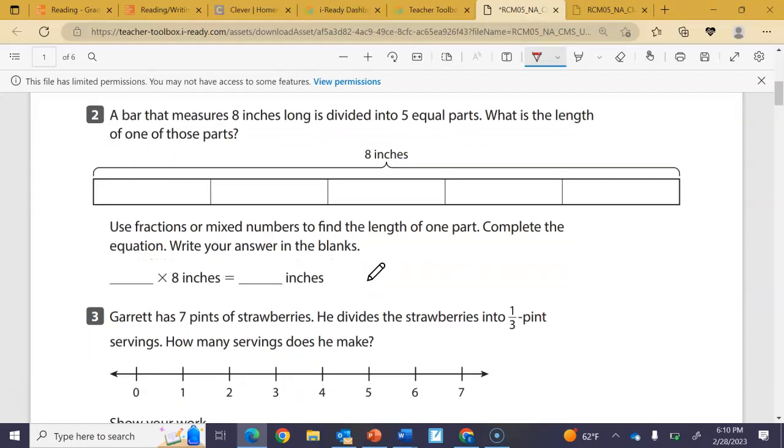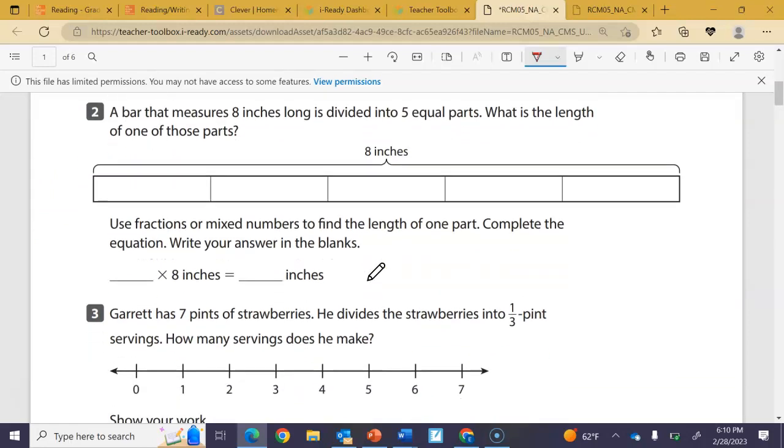Same thing again. Please pause the video to try it out before you see the answers. A bar that measures 8 inches long is divided into 5 equal parts. So 8 inches long is this total, but we're splitting it into 5 equal parts. We don't know how much is in each part. Use fractions or mixed numbers to find the length of one part. Complete the equation. Write your answer in the blanks.